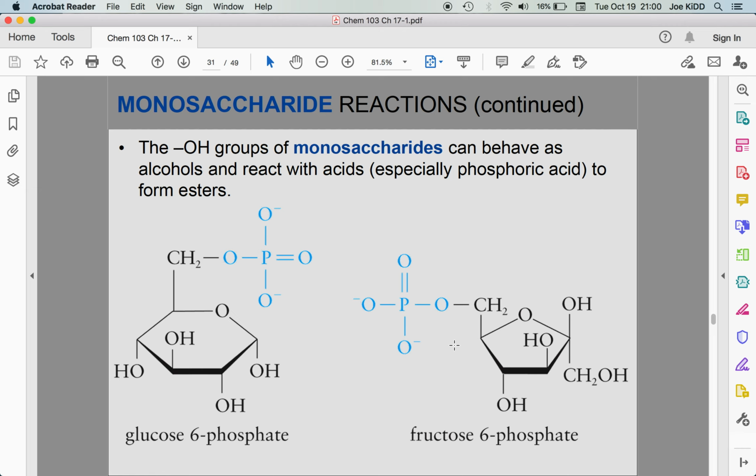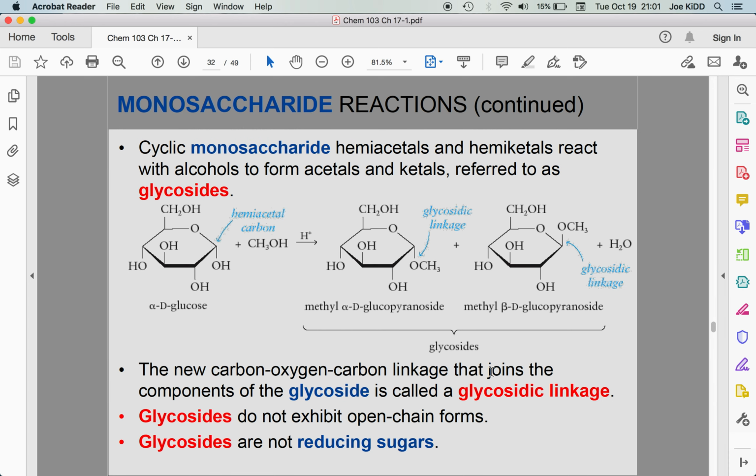So the OH groups on the monosaccharides can behave like alcohols and will react with acids or phosphoric acids to form esters. This will be really important when we get to our next sections where we start dealing with ATP, ADP. But remember, these alcohols will go through ester formation with acids. Technically, we can have ether formation with other alcohols present. So glucose-6-phosphate and fructose-6-phosphate are very, very important biologically to us.